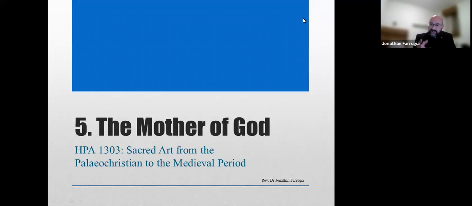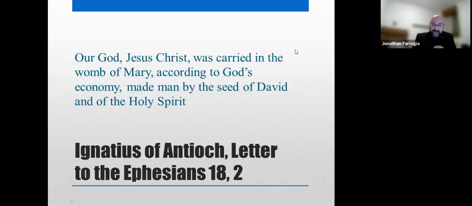And this is what we shall see in the first part of this lecture. Saint Ignatius of Antioch, who lived, or rather who was eaten by lions around the year 120, therefore in the early 2nd century, writes the following. He tells us in his letter to the Ephesians: our God, Jesus Christ, was carried in the womb of Mary, according to God's economy, therefore according to God's plan. He was made man by the seed of David and of the Holy Spirit.